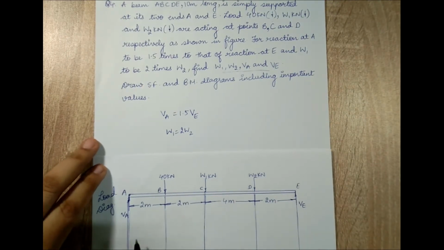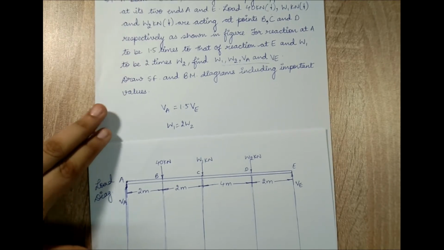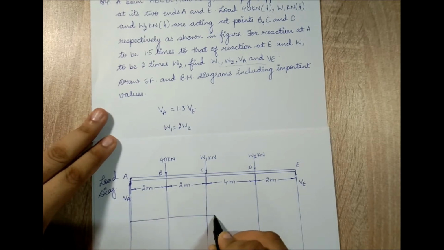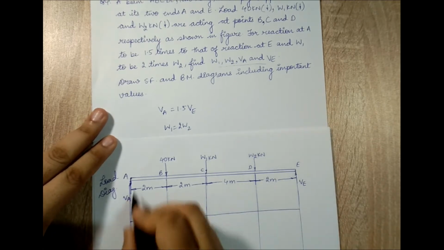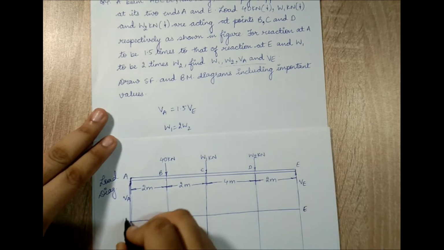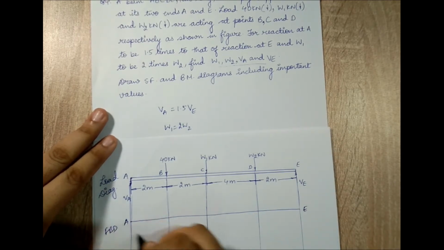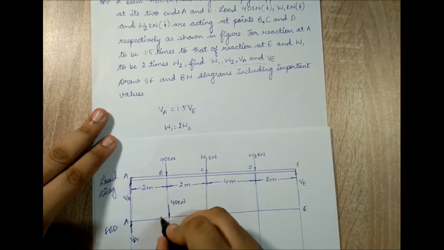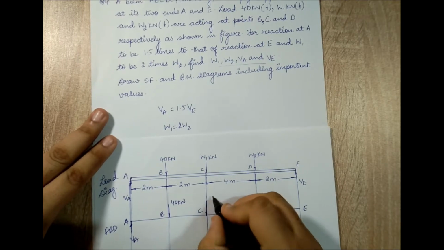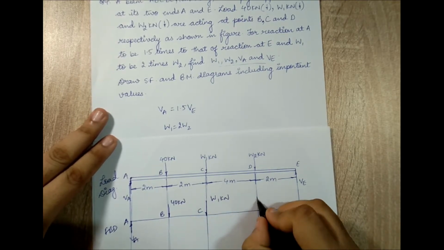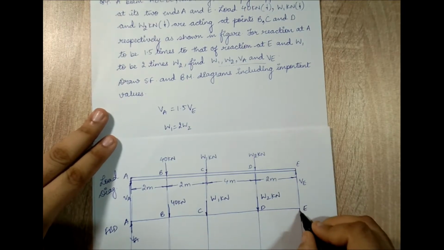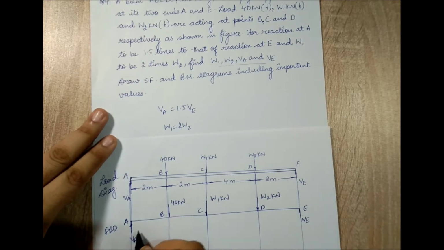So I'll start with drawing the FBD of this beam. Now the FBD will not be much different from the diagram that is given to me. I'll just change this double line beam to a single line. This will be my FBD. At A there will be VA. Here it will be 40 kN at B. At C it will be W1 kN and at D it will be W2 kN. At E the reaction is VE. I'll just mark the distances. 2 meter.